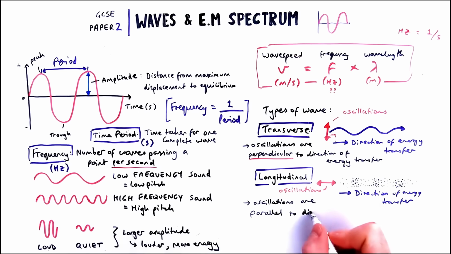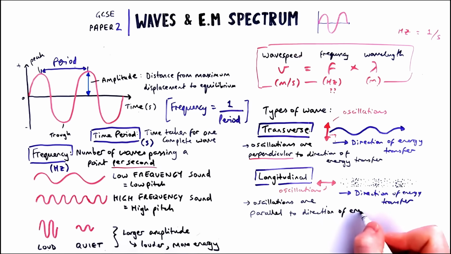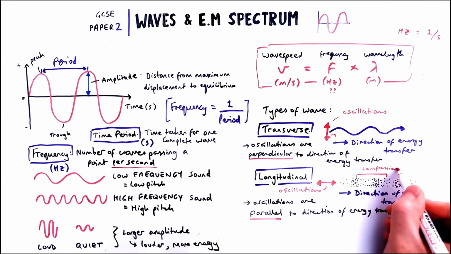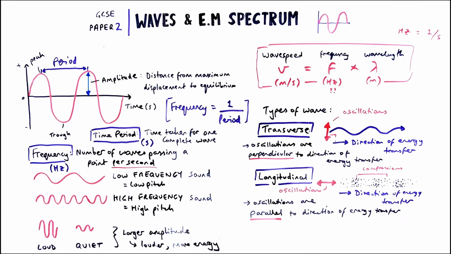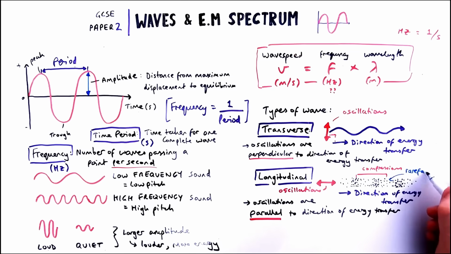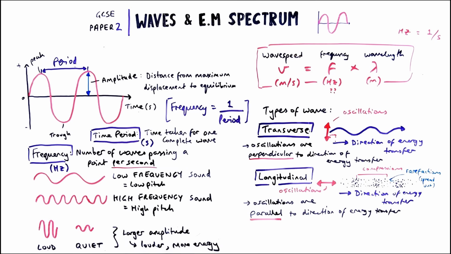Now you notice here that the longitudinal wave looks quite different to a transverse wave. The particles themselves are more bunched up in some areas than others. The parts of the wave that are bunched up are called compressions. Where the wave particles, or the air particles, are spread out are called rarefactions, not to be confused with refraction, which is a different thing.